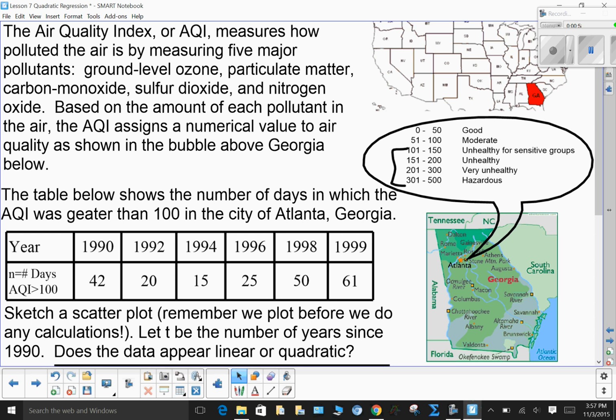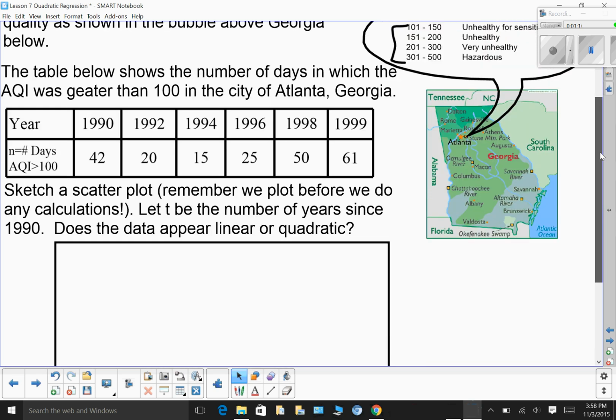So, the first thing we want to do is sketch a scatter plot. Remember that we plot before we do any calculations. We need to do this so that we can look to see what kind of data it looks like.